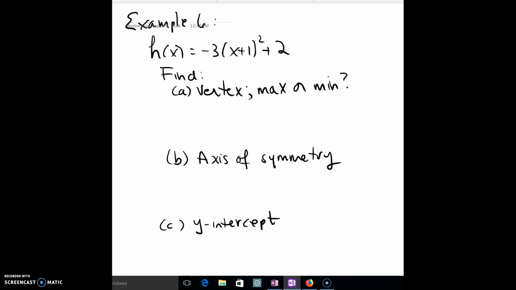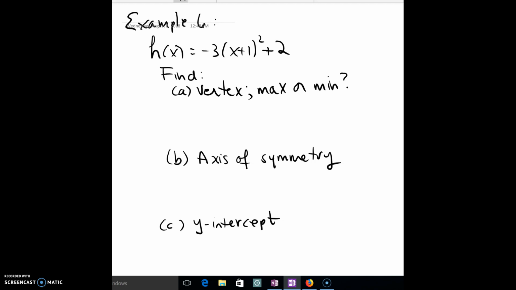Let's try example number 6, where we're giving you a function that's already in standard form for graphing, but we still want you to find some information about it. So the first question we want to ask you is, based on h of x equal negative 3 times (x plus 1) squared plus 2, what is the vertex?